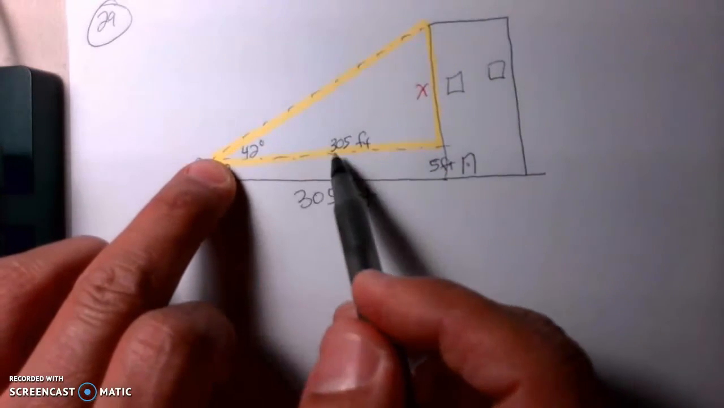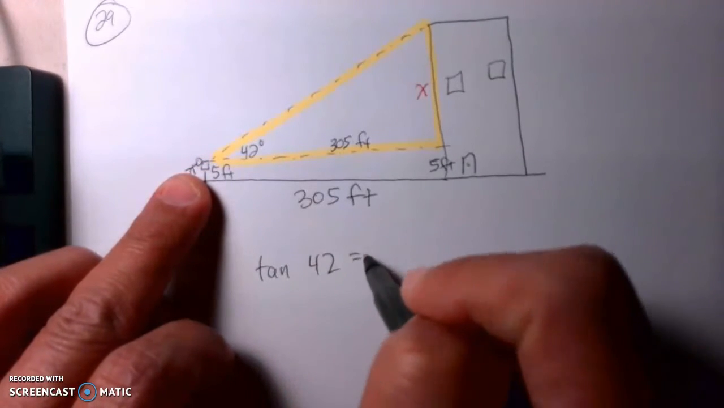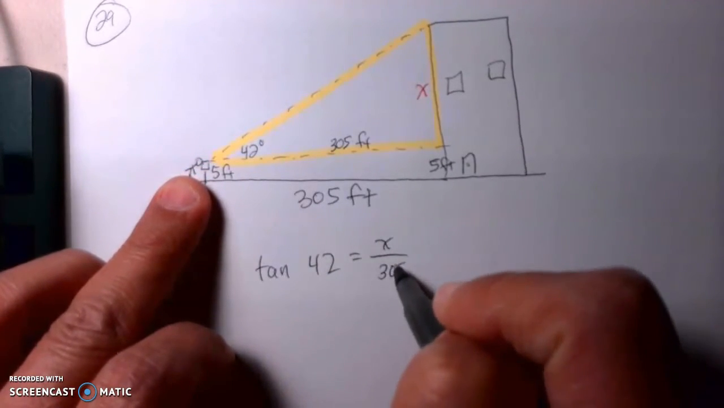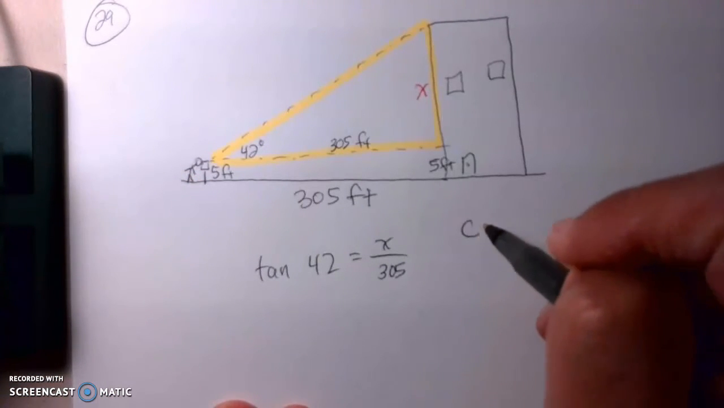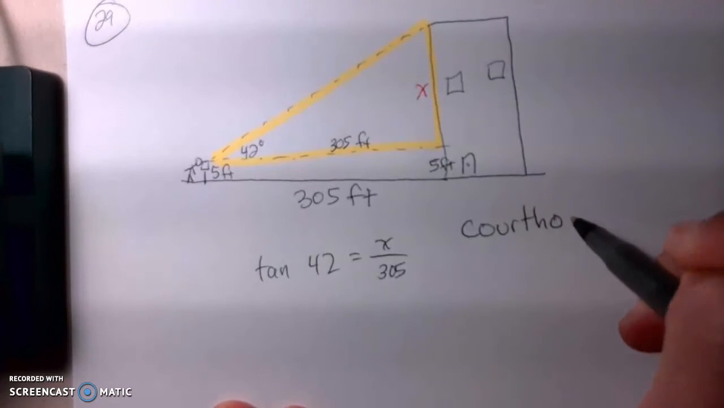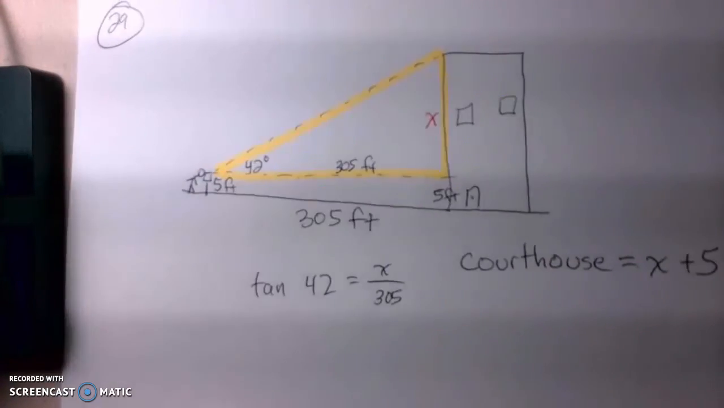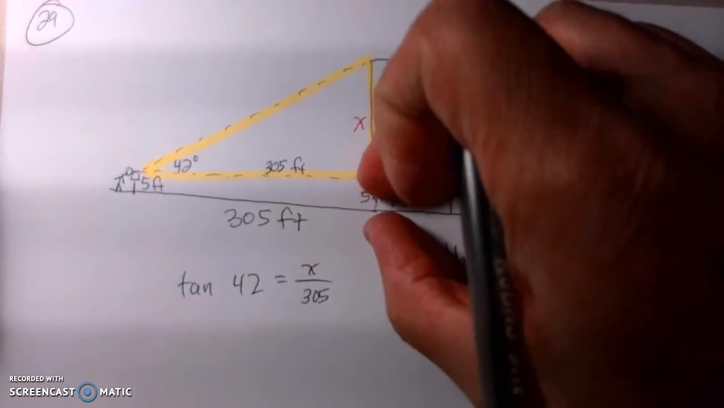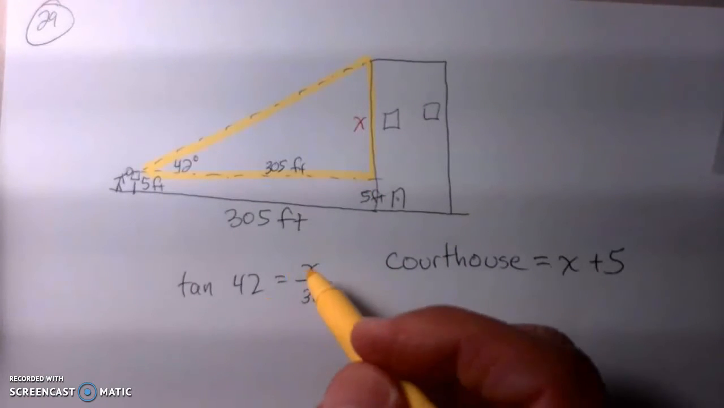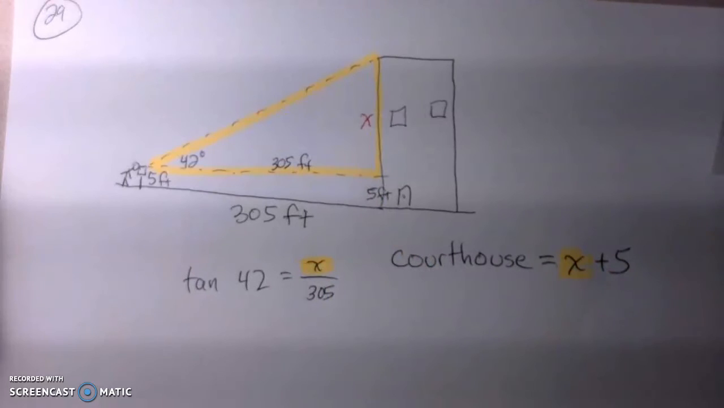If I look at this, this is adjacent and opposite, so we're going to say tangent of 42 is opposite over adjacent. And then to figure out the height of the courthouse, we would take x, and then we're going to add 5 to it, because again, this x is the majority of the courthouse, but then you've got to recognize the fact that it is 5 feet above the ground. So solve for x, and then add 5 more feet to it.